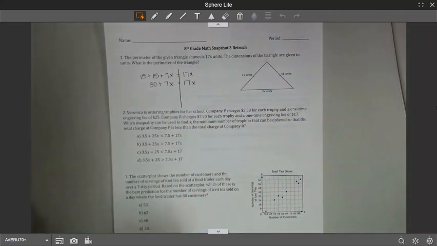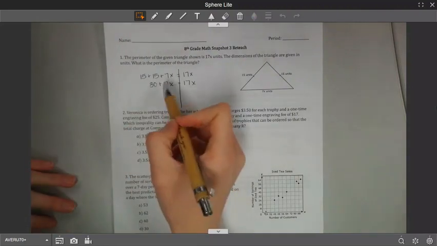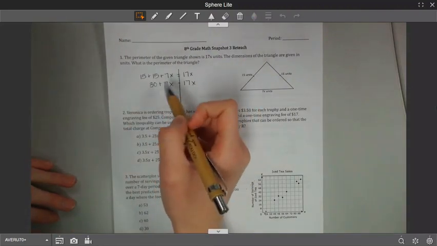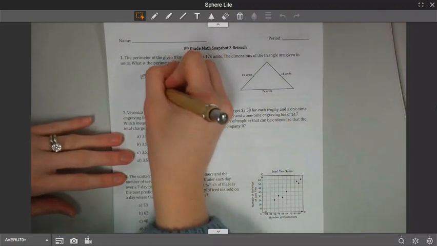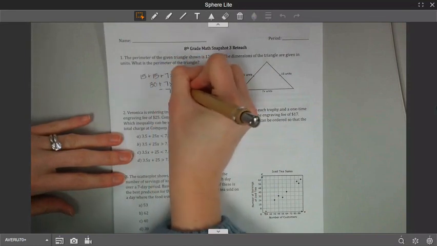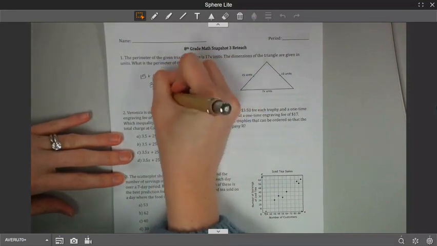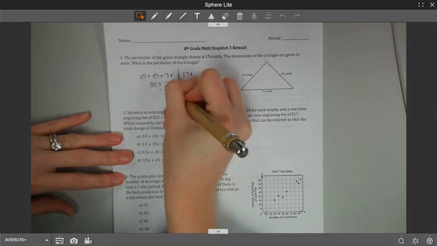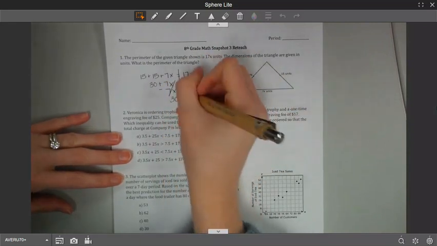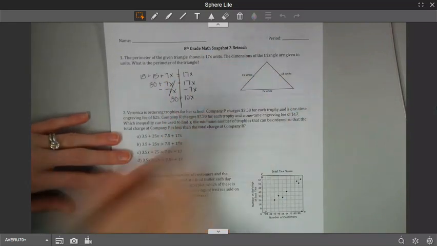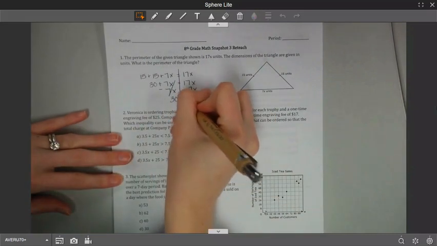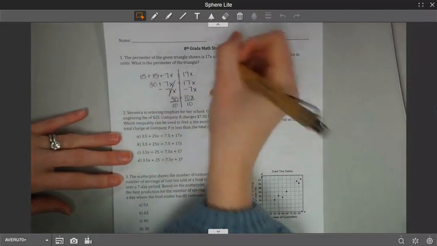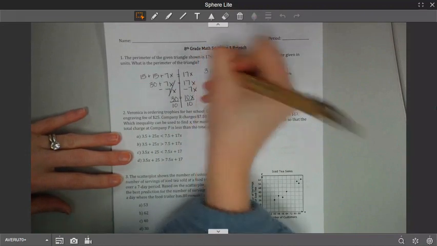We want our x's to be on the same side of the equal sign, so I'm going to go ahead and move the smaller one. 7x is smaller than 17x. I'm originally adding, so I'm going to go ahead and subtract 7x from both sides. Those will cancel. I'm left with 30 is equal to 17x minus 7x, which is 10x. To solve for x, I'm going to divide by 10. So 3 is equal to x.